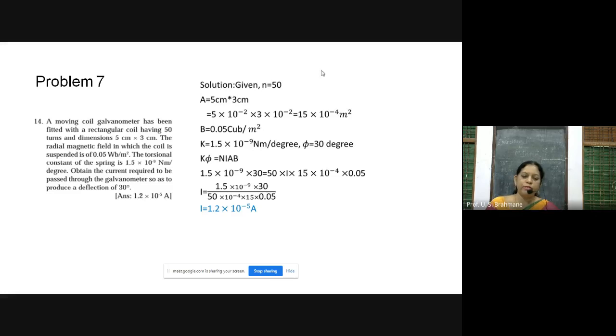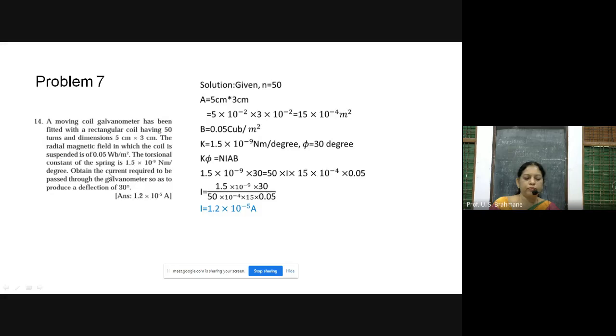So now the problem number 7, which I'm going to take, is here. A moving coil galvanometer has been fitted with a rectangular coil having 50 turns and dimensions 5 centimeter into 3 centimeter. The radial magnetic field in which the coil is suspended is 0.05 Weber per meter square. So this is also one of the units for magnetic field. The torsional constant of the spring is 1.5 into 10 raised to minus 9 Newton meter per degree.